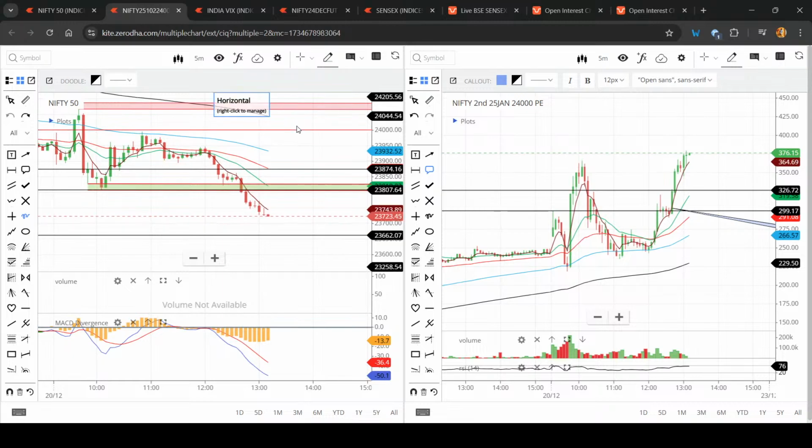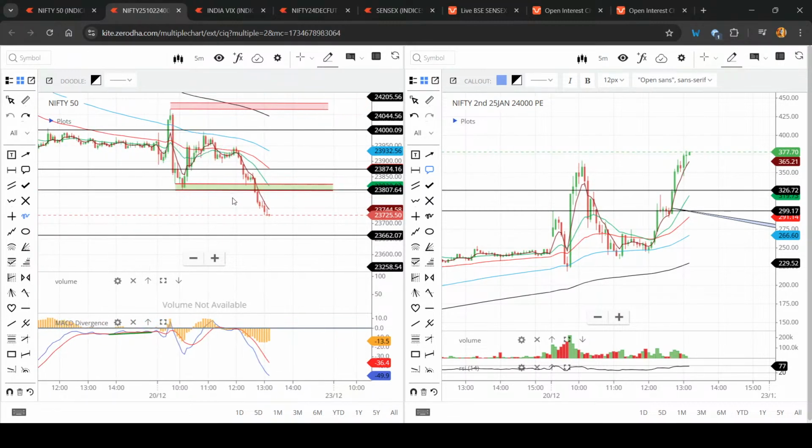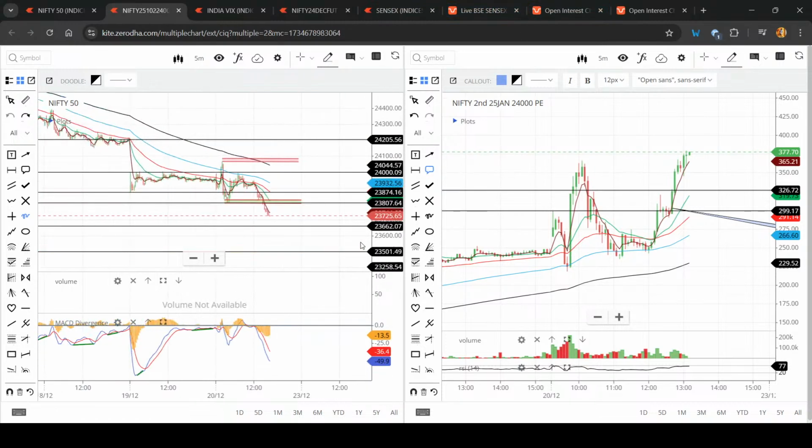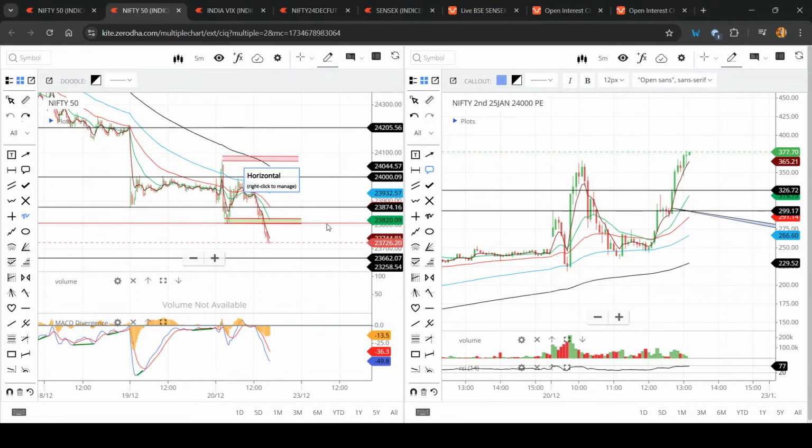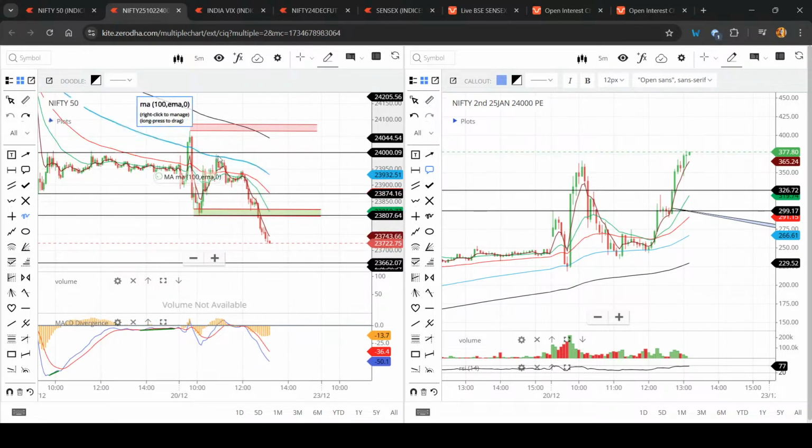So as soon as we broke down this zone, if you see, we have not even closed a single green candlestick. So I think there is some sanity still left in Indian markets. But this volatility should not have come. Just imagine who is in the habit of trading in the morning, he would have been badly trapped.